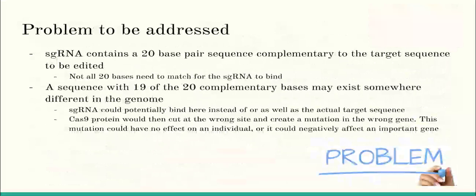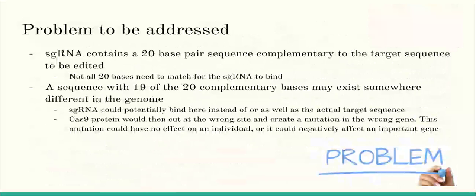Problems to be addressed. Although the CRISPR-Cas9 system has already shown great success when applied to human cells, there is still one problem that geneticists are working to solve. The sgRNA that is used in this system contains a 20 base pair sequence, which is complementary to the target sequence to be edited. However, not all 20 of these bases need to match for the sgRNA to bind.